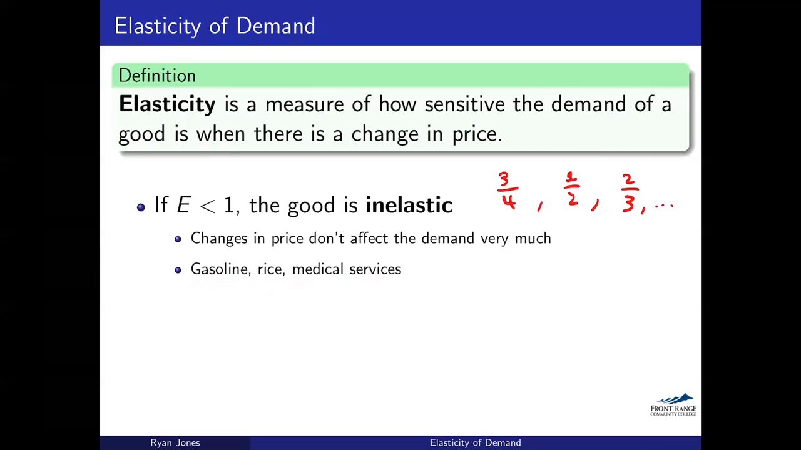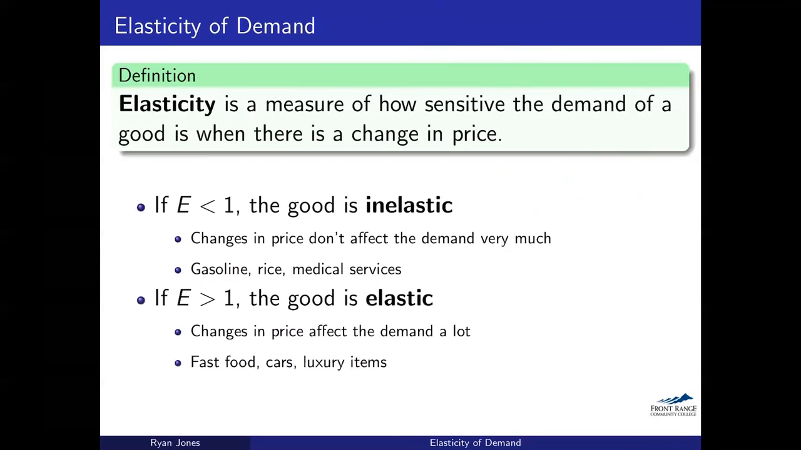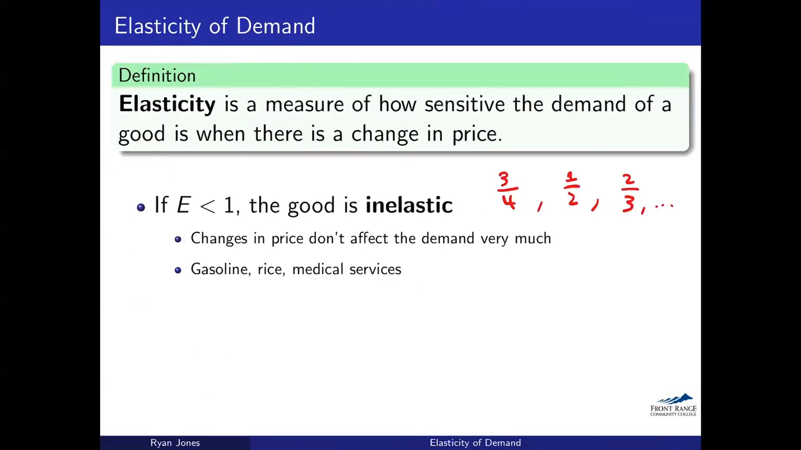The opposite of an inelastic good would be a good that is elastic. Let's say here that we're looking at some items like fast food or a car, or in general luxury items, maybe jewelry or things of that nature, or a really expensive TV or something like that. When we do our calculation, we get E is greater than 1. What that means is that our numerator is larger than our denominator.